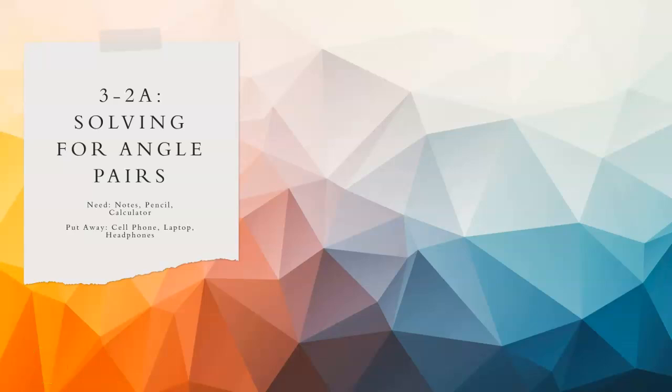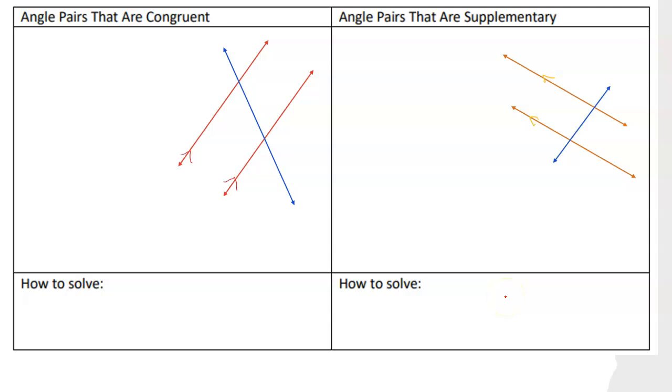The next section is about finding angle measurements when you know one angle measurement on a transversal, figuring out the rest of them or figuring out the pair for that angle. So when you have angle pairs on a transversal, if the lines are parallel, then your pairs are going to be either congruent or supplementary.